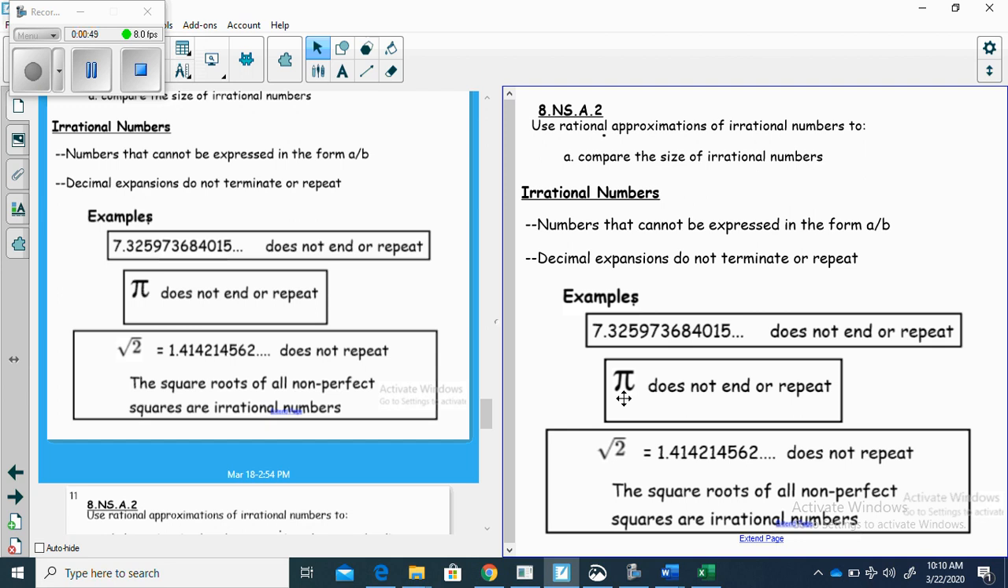Pi does not end or repeat. It's also irrational. The square root of 2 is equal to 1.414214562, and that goes on and on and on. It does not repeat. Just so you will know, the square roots of all non-perfect squares are irrational numbers. What are non-perfect squares? That would be things like the square root of 2, the square root of 3, the square root of 5, square root of 6, things that are not perfect squares.